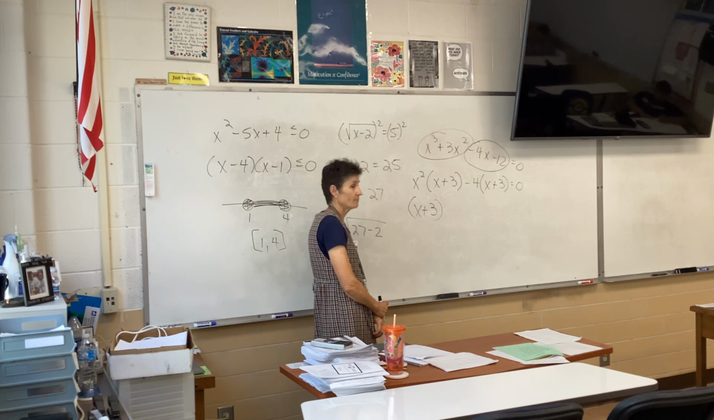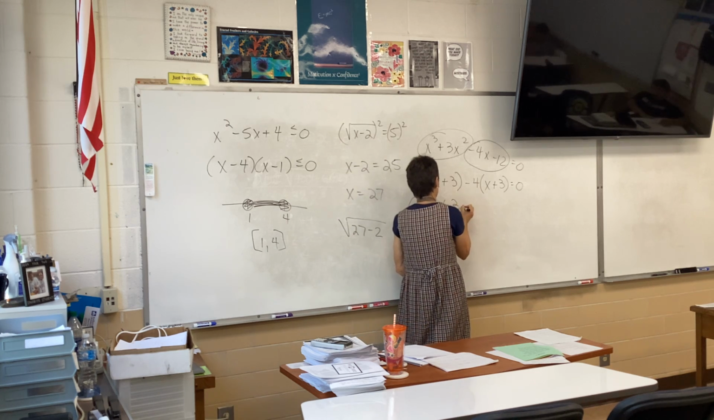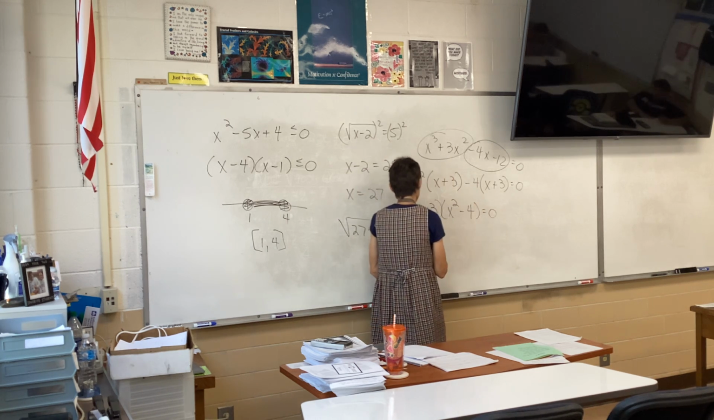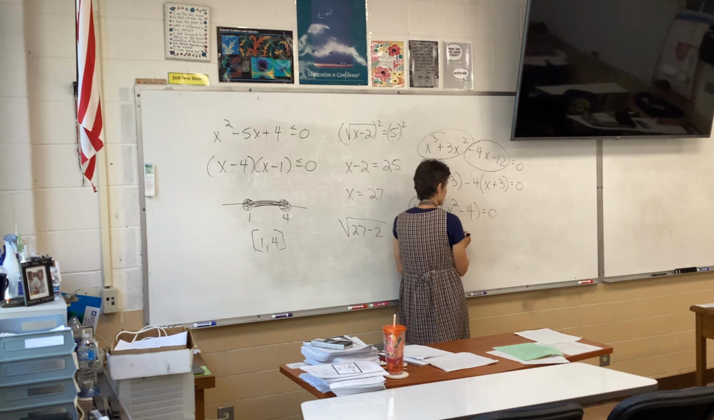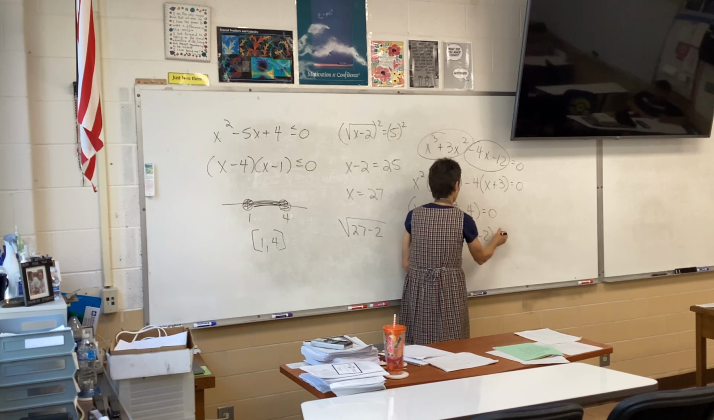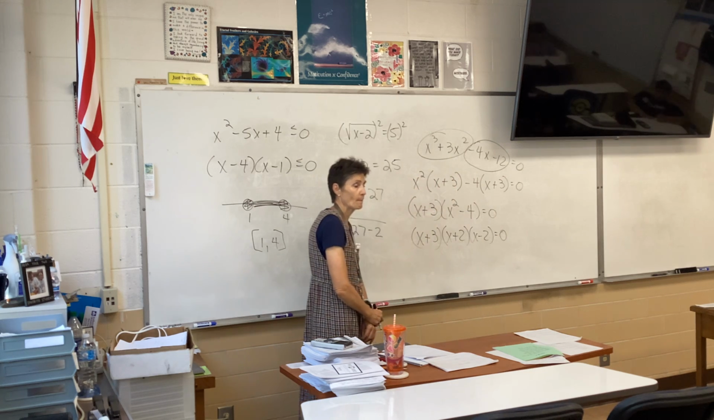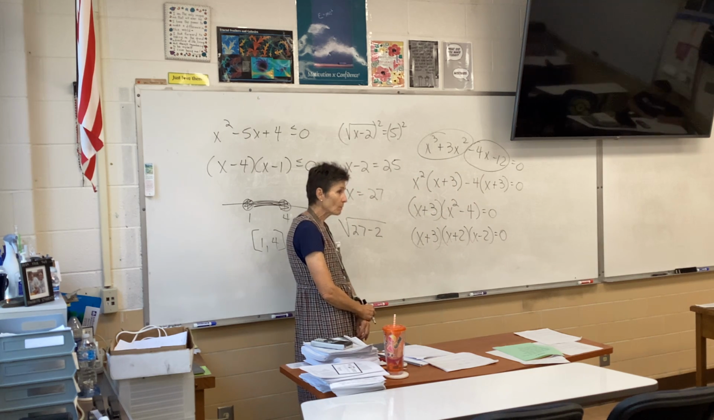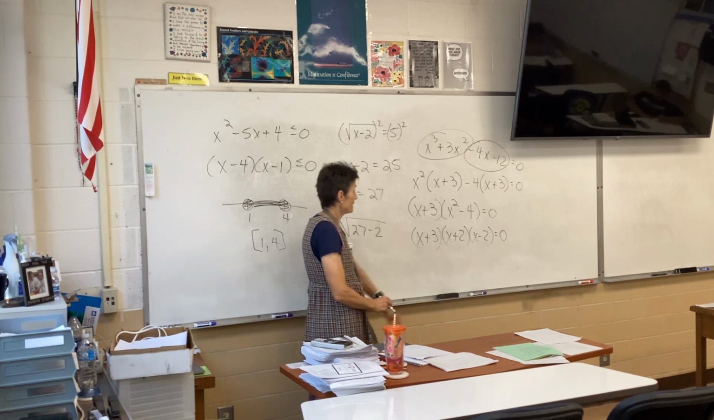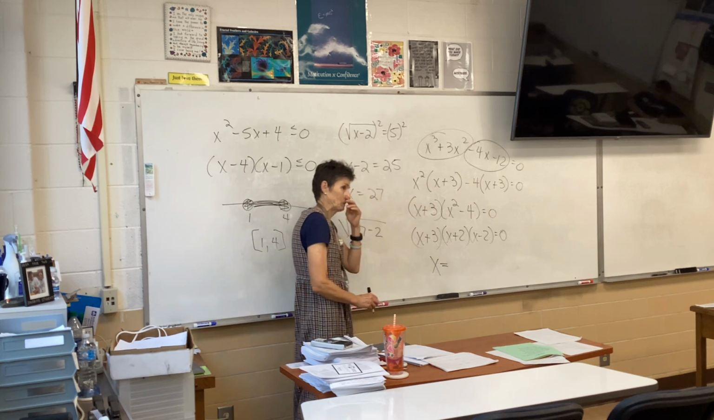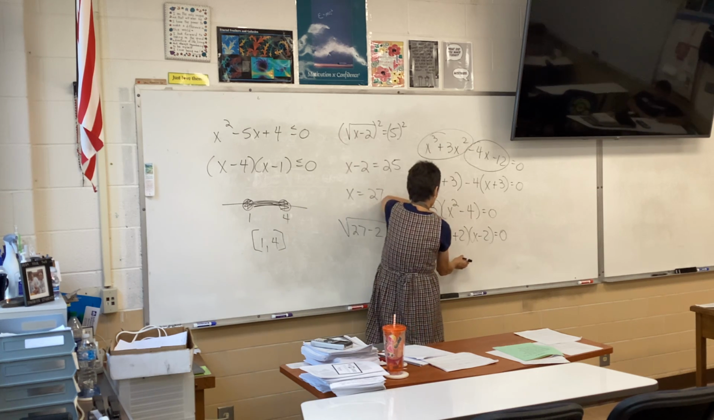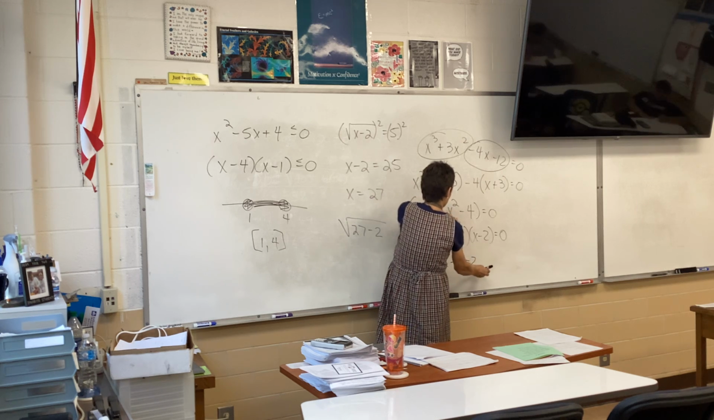So what else do we have? What goes in the second parentheses? X squared minus 4. And what do we know about x squared minus 4? It's the difference of squares, x plus 2, x minus 2. Beautiful, beautiful, beautiful. No number line, no shading. It's an equals problem. So what does x equal? Negative 3, negative 2, and 2.